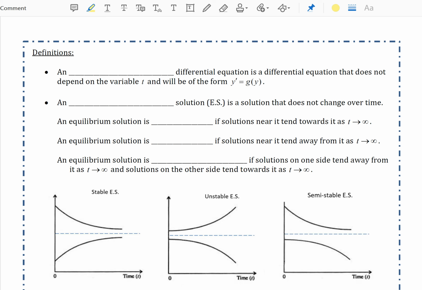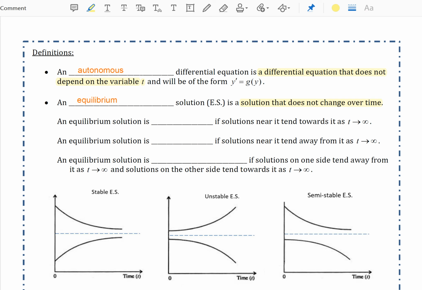Okay, a couple more definitions for us. So remember, what is the name of a differential equation that does not depend on t? So we should be remembering some of these words now. This is an autonomous differential equation, which does not depend on t. It only depends on the variable y. An equilibrium solution is a solution that does not change over time.